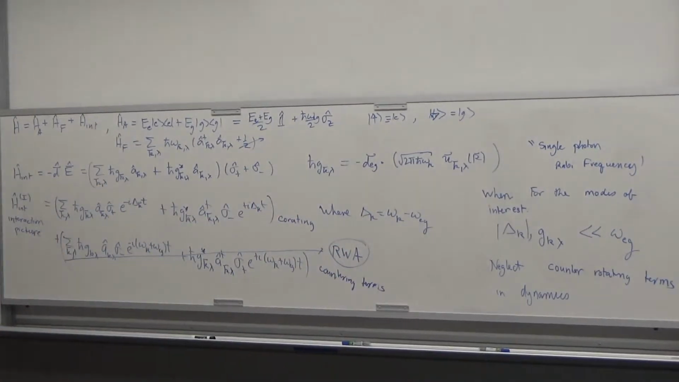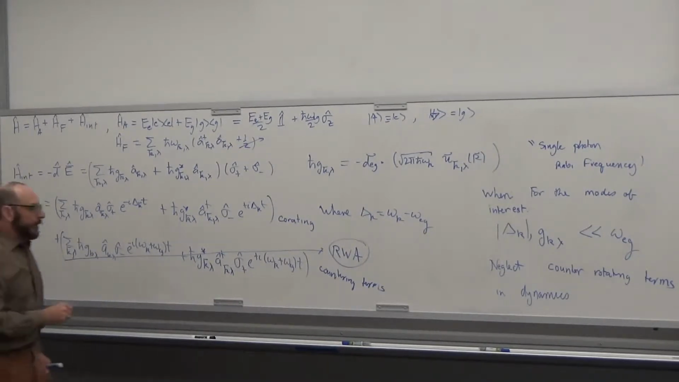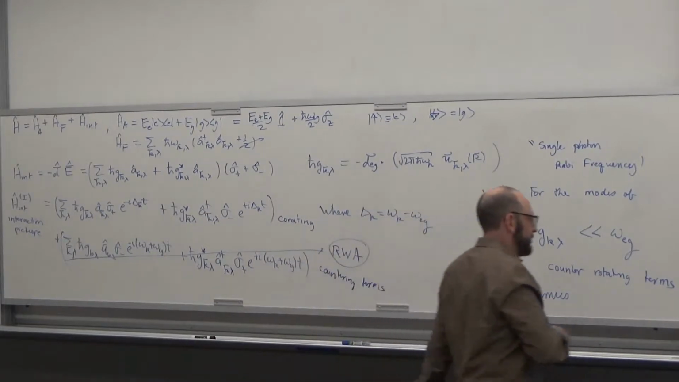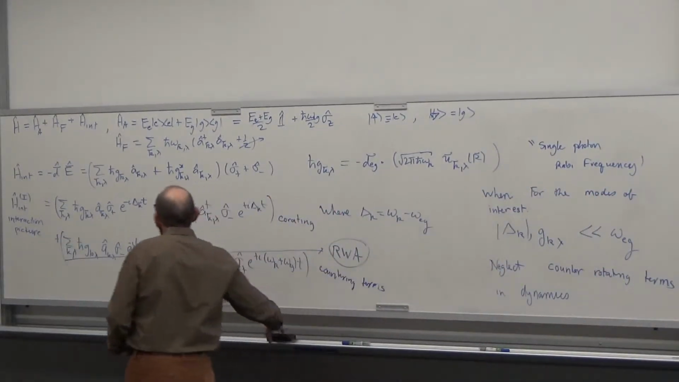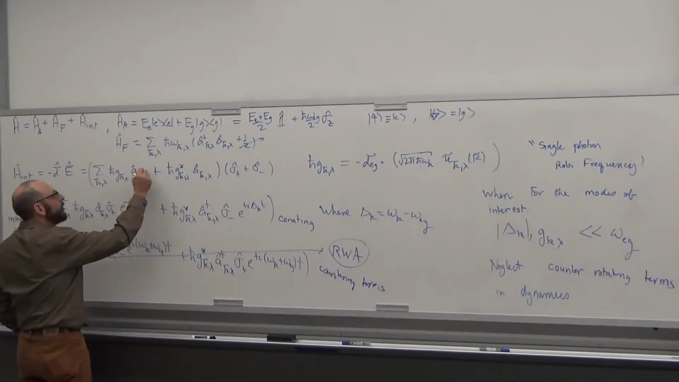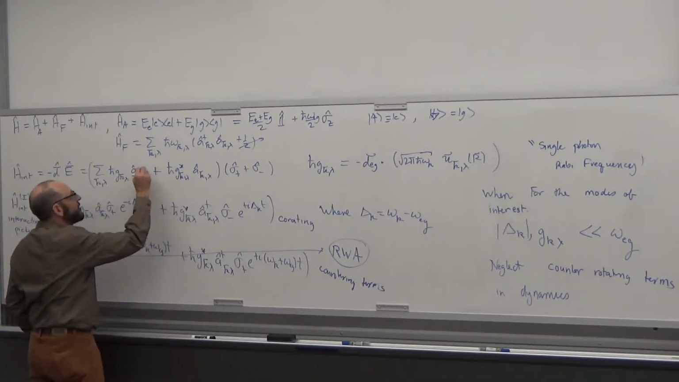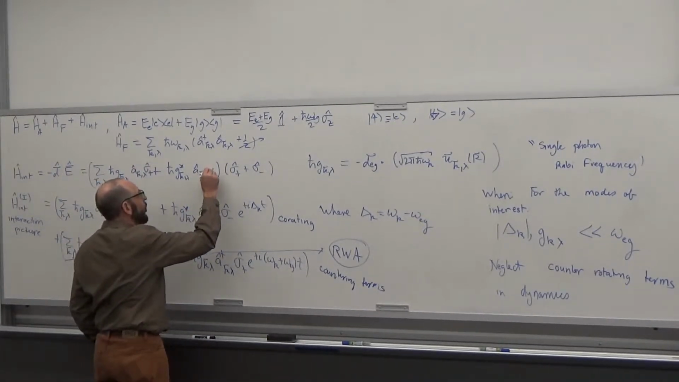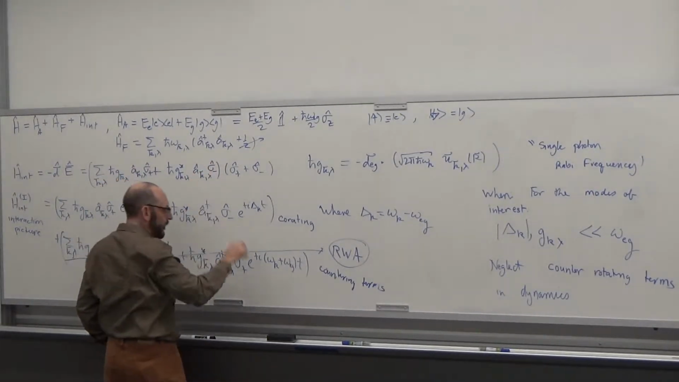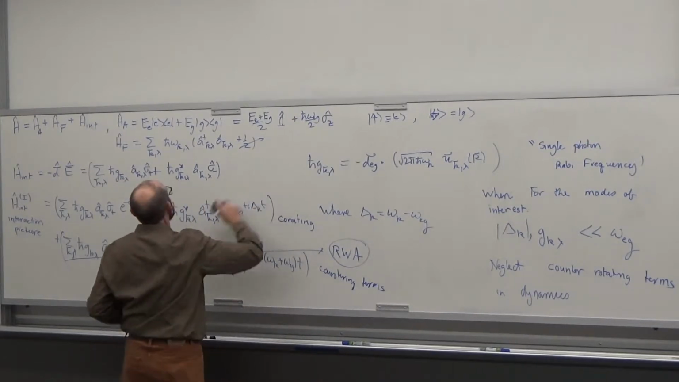So, with that said, going back to the Schrödinger picture, the rotating wave approximation involves only the resonant terms. That is, I raise the atom with an absorption of a photon, or I lower the atom with the emission of a photon. This guy should have had a dagger.